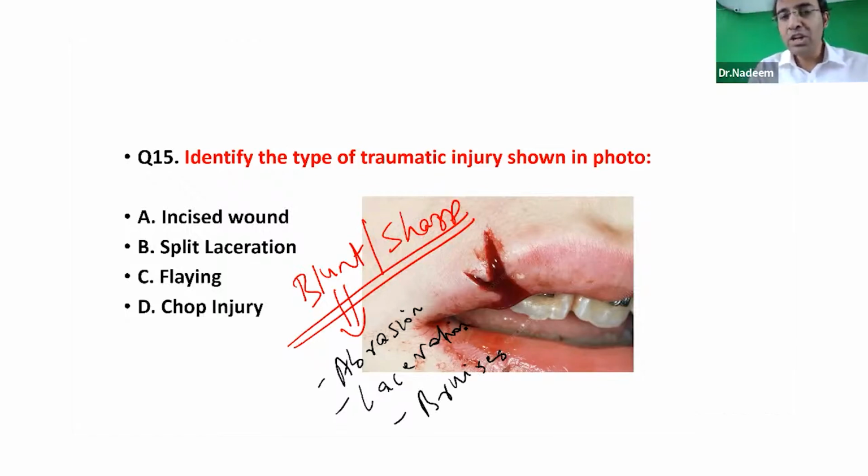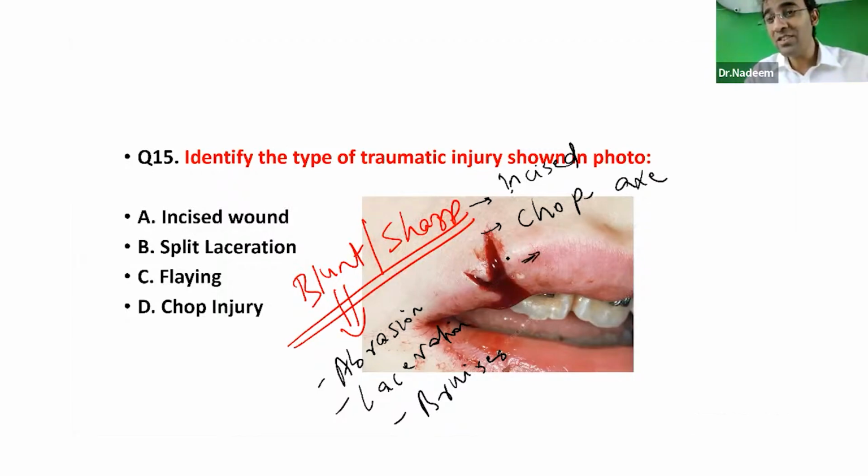These are blunt trauma. Sharp cut injury means if there is a sharp and light weapon like a blade, that is called an incised wound. With a sharp but heavy cutting object like an axe, what is the name of that injury? Chop injury. But if there is a pointed object that penetrates into the body, like a stab injury. So these are examples of sharp cut injury, and those are examples of blunt injury.